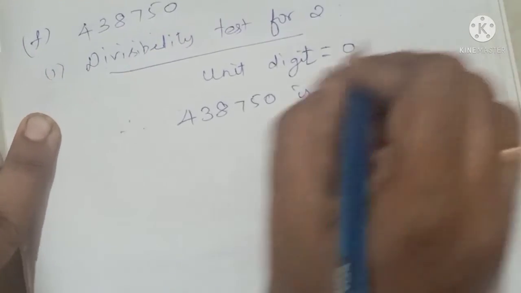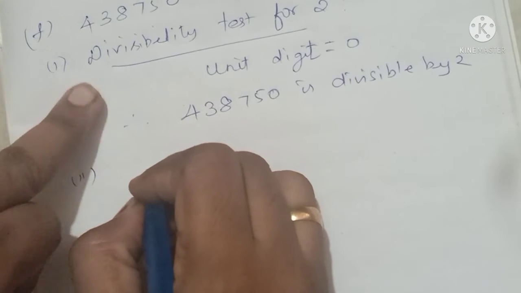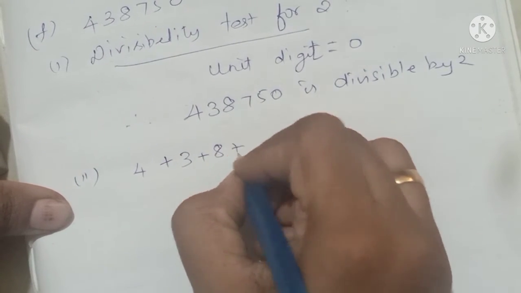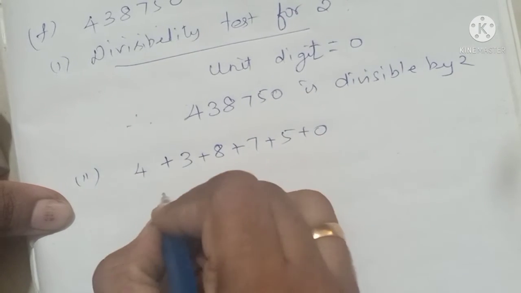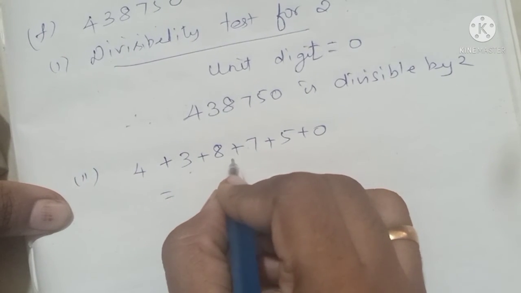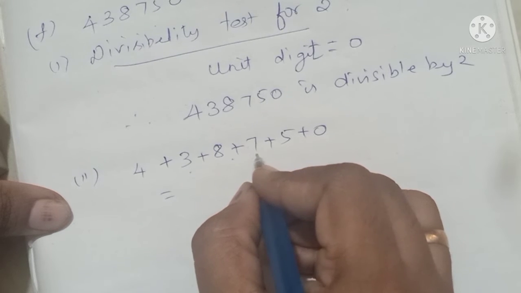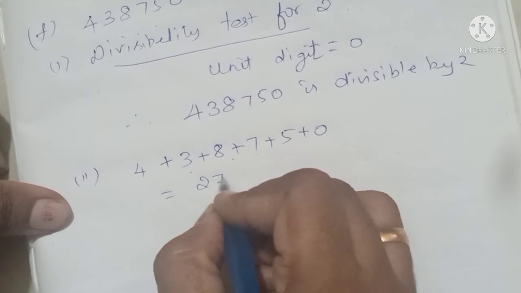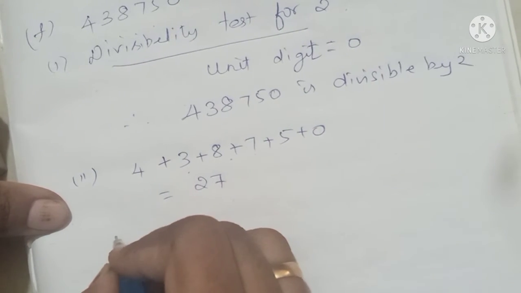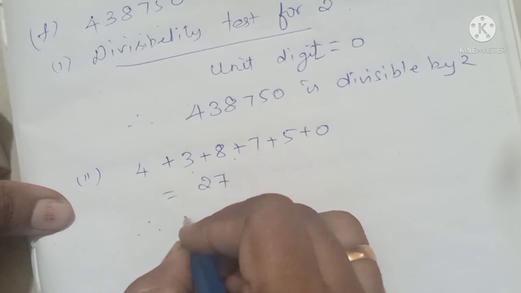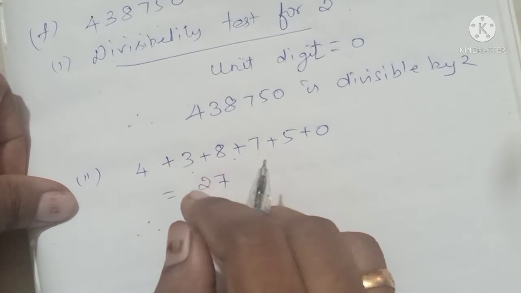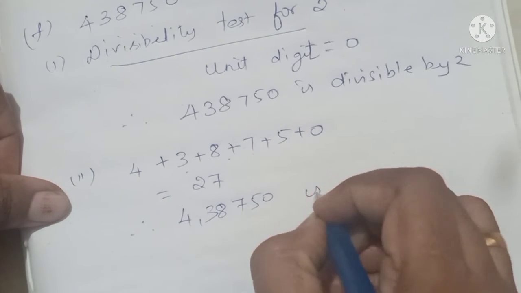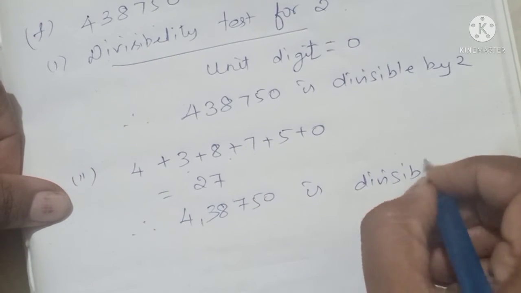The next test is the divisibility test for 3. 4 plus 3 plus 8 plus 7 plus 5 plus 0. So 4 plus 3 is 7, 7 plus 5 is 12, 12 plus 8 is 20, 20 plus 7 is 27, 27 plus 0 is 27. So 27 is a multiple of 3. So therefore we conclude that this number, that is 4,38,750, is divisible by 6.